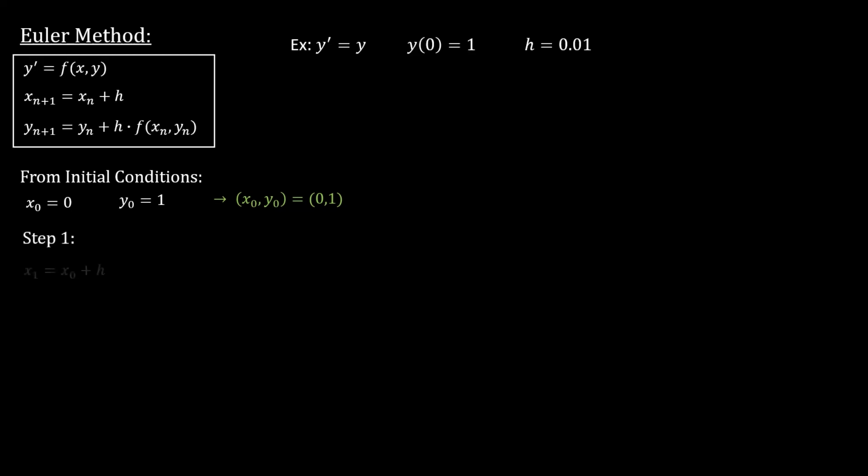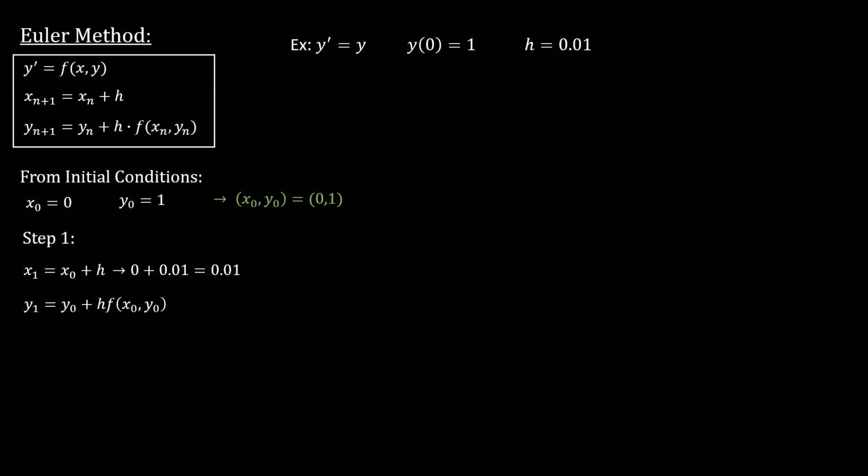So in step 1, for x1, using the formula, it's x0 plus h, which is 0 plus 0.01, which equals just 0.01. Finding the x is pretty straightforward in any method. We're just moving that amount in the x direction.